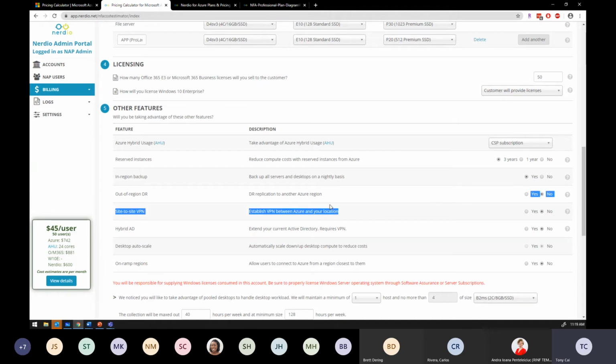And if that's not enough, if you have a compliance reason, some people might opt in for out-of-region disaster recovery, right? So we'll create another disaster region, use GRS backup, and replicate your data to 3 other regions, right? So you can see the cost of that by selecting yes or no, right? So in this instance, we'll just say no.